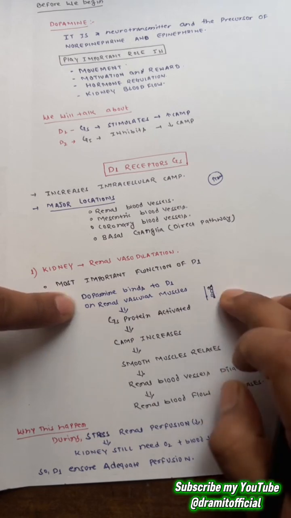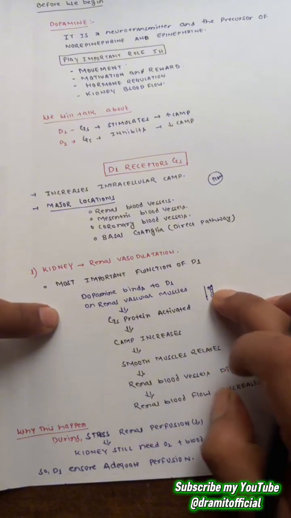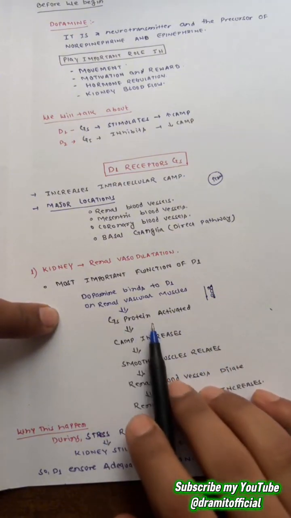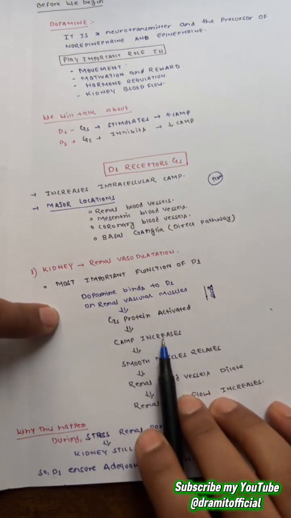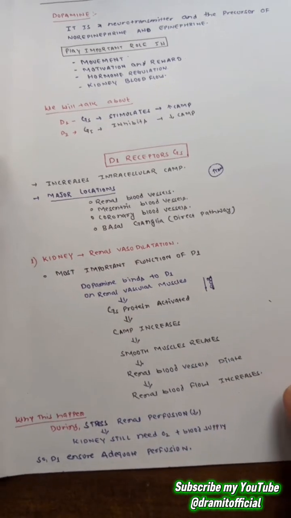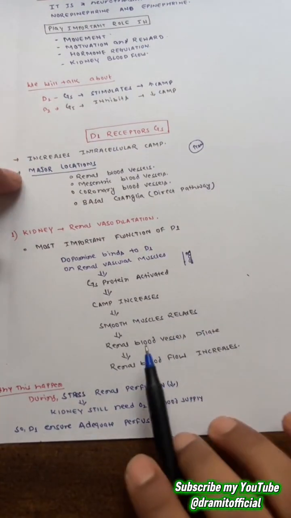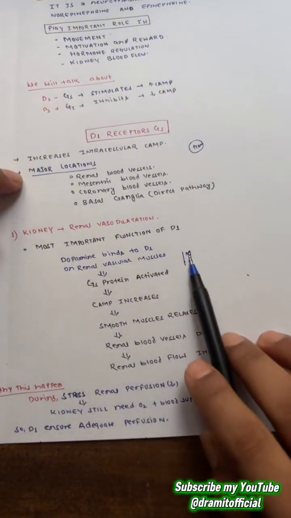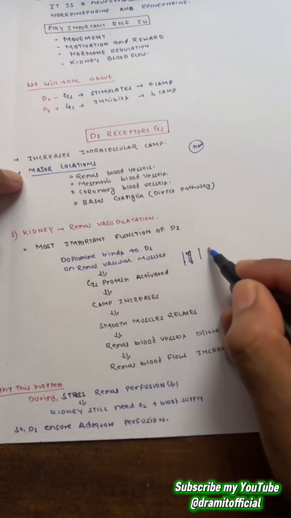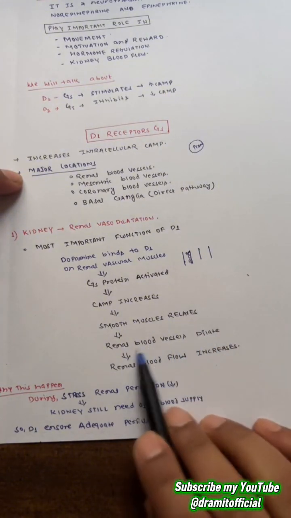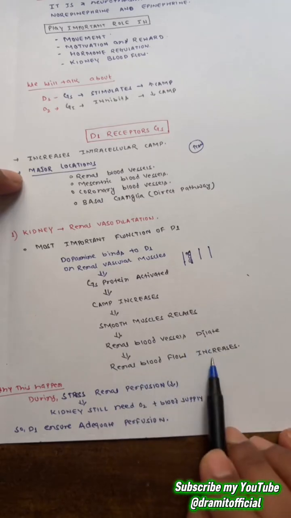So when dopamine binds to these D1 receptors, the Gs protein gets activated, then we all know that cAMP increases, and this will cause the smooth muscles of these blood vessels to relax. And if the smooth muscles get relaxed, then the blood vessels will dilate, so the renal blood vessels will dilate and the renal blood flow increases.